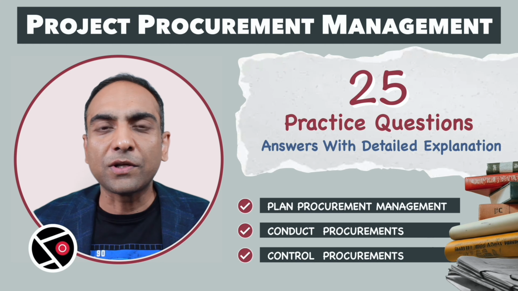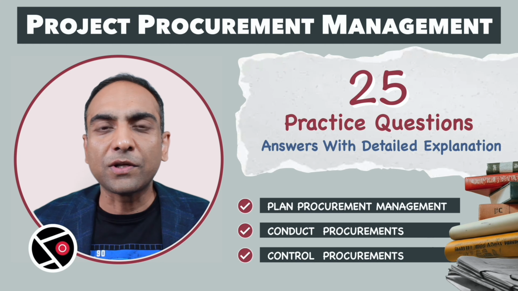Plan procurement is where we define the rules of the game. Why do we need to procure? How will we procure? Conduct procurement is the actual execution of the plan defined in the plan procurement process. Bid documents are offered to the vendor. Bidder conferences are organized. Proposals are reviewed. Vendors are selected. Contracts are negotiated and signed.